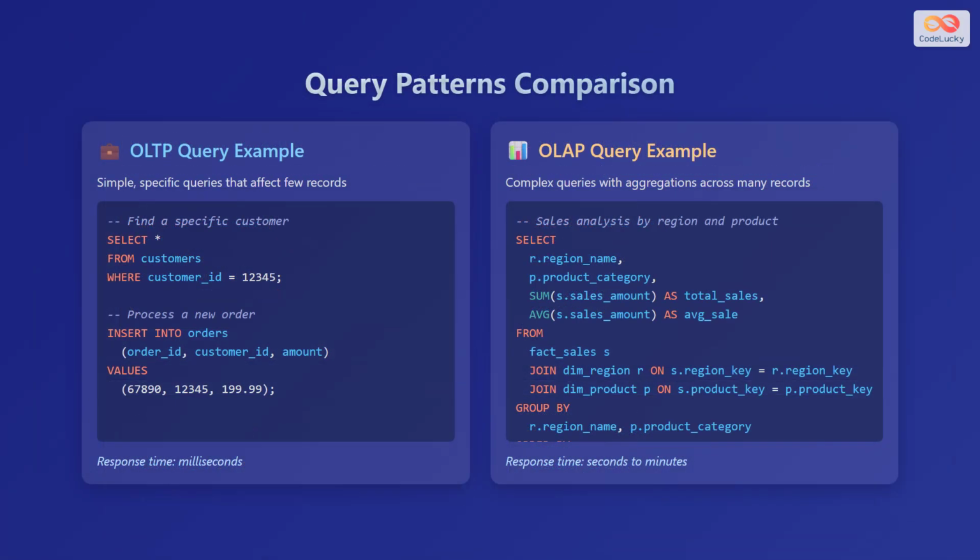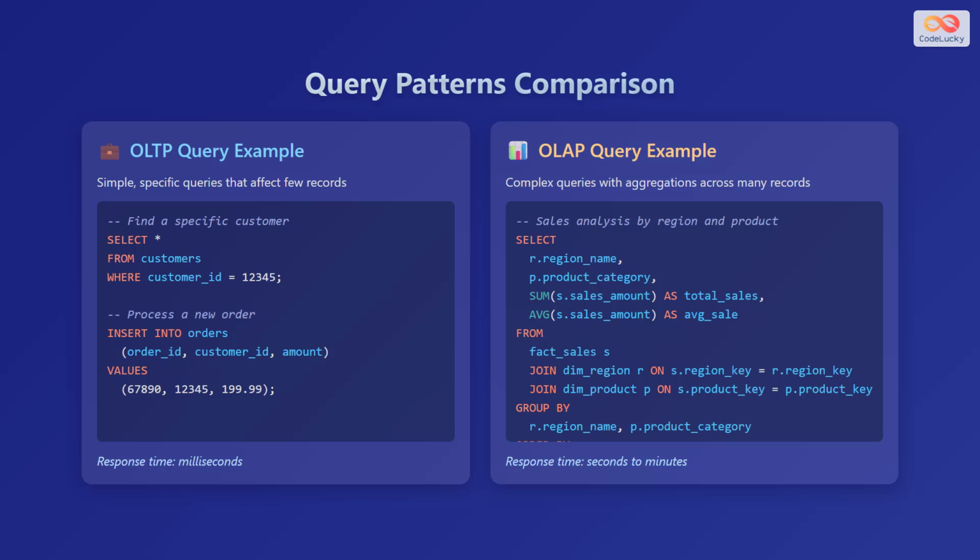Now let's compare query patterns in OLTP and OLAP systems. In OLTP, queries are simple and specific, affecting few records. For example, a query might find a specific customer by selecting all columns from the customers table, where the customer ID equals 12345. Another query might process a new order by inserting values into the orders table for order ID, customer ID, and amount. The response time for these queries is typically in milliseconds.